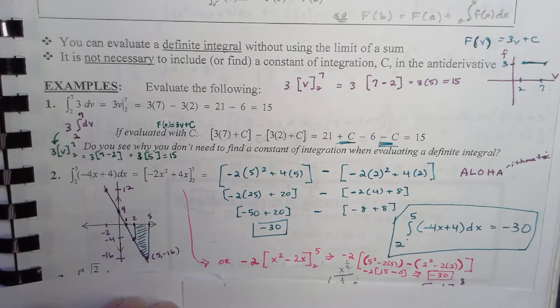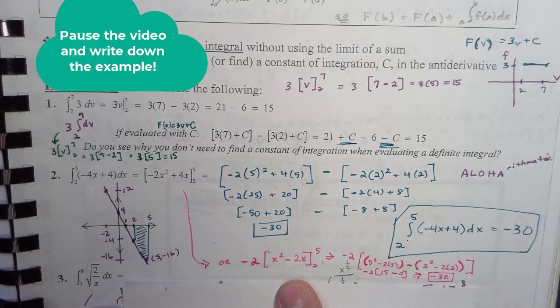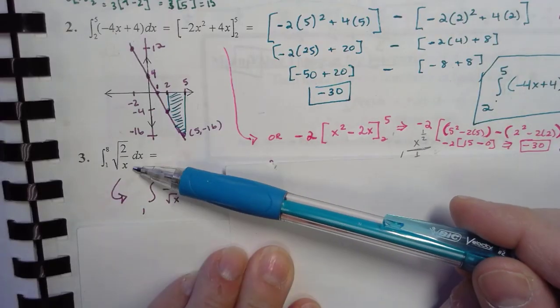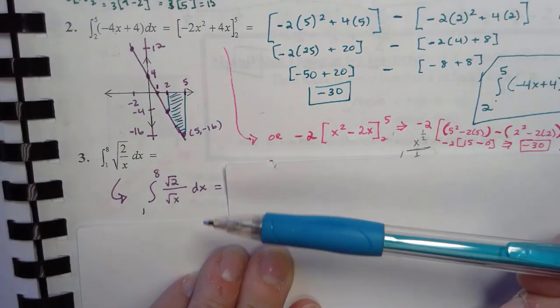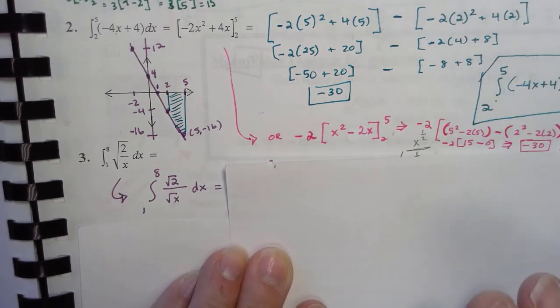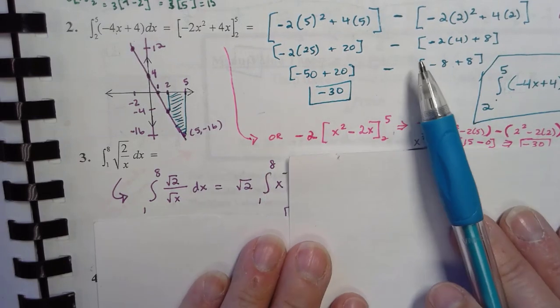Now, the success that you have on this is really just going to depend on how good you are at anti-deriving. All right, so let's look at this next example. We might want to do some simplifying before we move on with it. So the square root of 2 over x could be considered the square root of 2 over square root of x. Okay, and now that would be the square root of 2 times x to the -1/2.